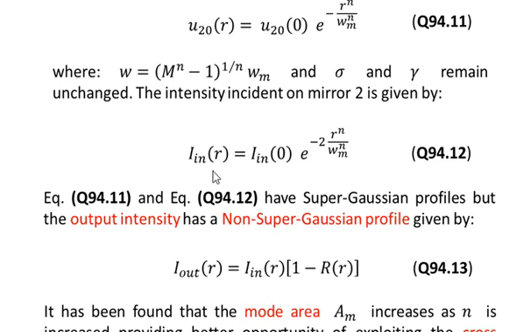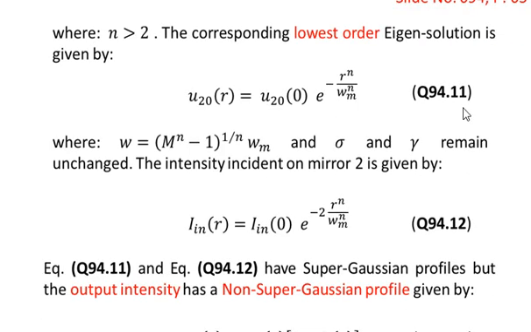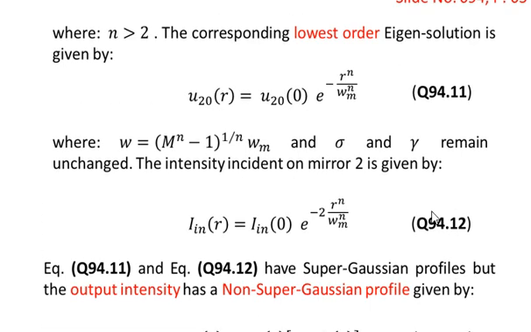So the incident intensity as a function of r is equal to I_in of 0 e to the power minus 2 r to the power n over w to the power n. Again, here you need to write w to the power n and not wm. And you see that w is given over here: w is equal to m to the power n minus 1, whole raised to the power 1 over n, multiplied by wm. So please make corrections in equations number 11 and 12: you need to replace wm in equations 11 and 12 by only w.